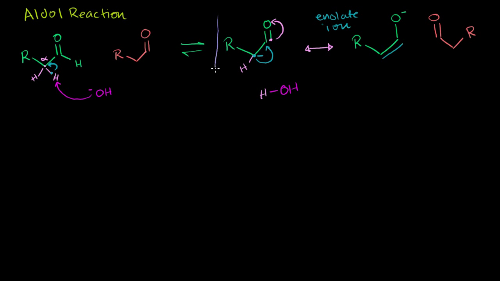These two guys right here are resonance forms. And this is, once again, the reason why it's easier to take this hydrogen than other hydrogens on a traditional carbon chain. It's easier to take an alpha hydrogen to a carbonyl group because you have this resonance structure. But this enolate ion, especially this configuration of it, you can imagine it doing something like this.